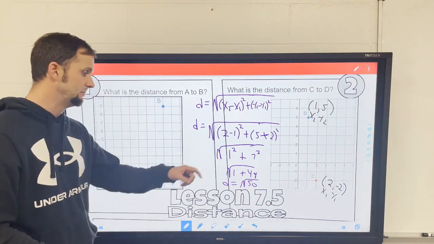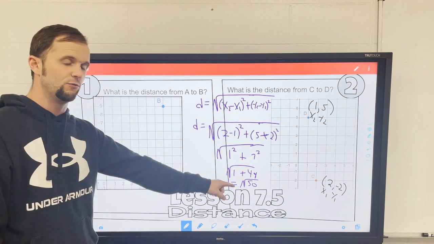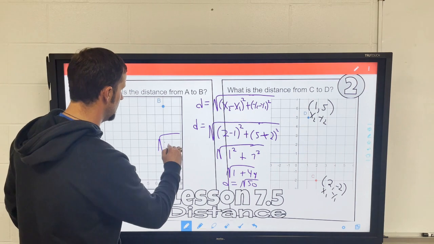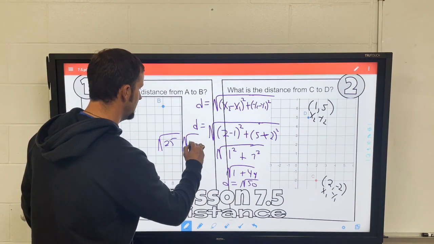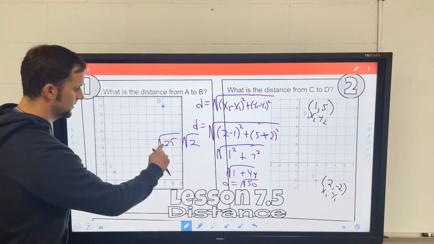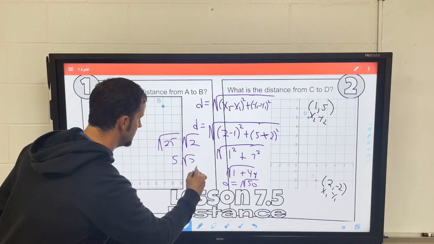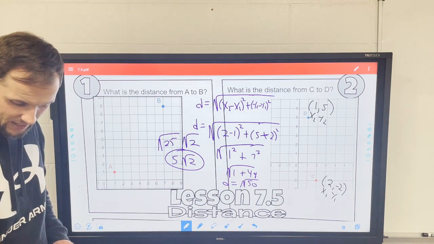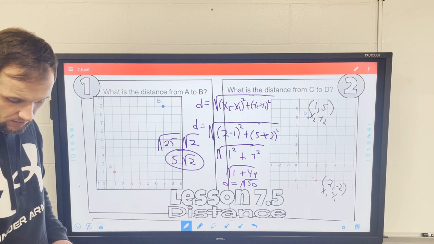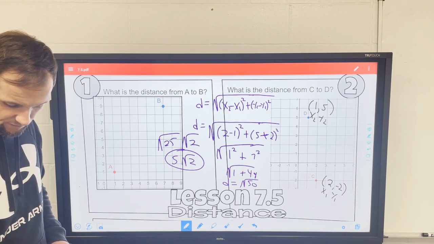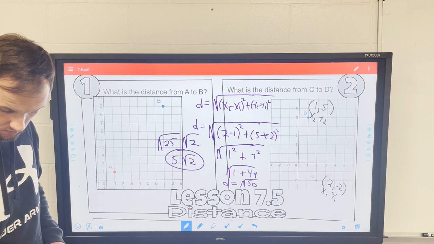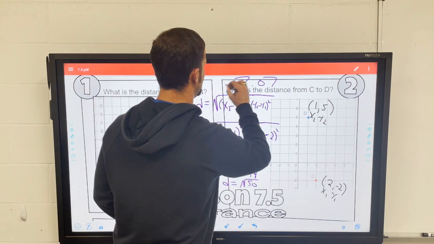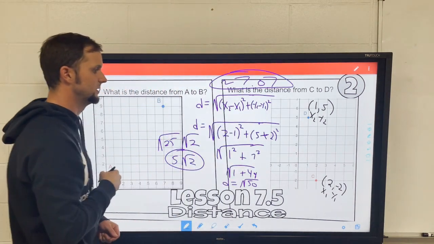And so now I can actually simplify this further. I can leave it in radical form because I know 25 can go into 50 twice. So the square root of 25 times the square root of 2, 25 times 2 is 50. The square root of 25 is 5, and then square root 2. So I can leave it in radical form, or I can type it in my calculator and put it in decimal form. So right now, if I do 5 times the square root of 2, that's going to give me 7.07 roughly. So about 7.07 would be my distance from D to C.